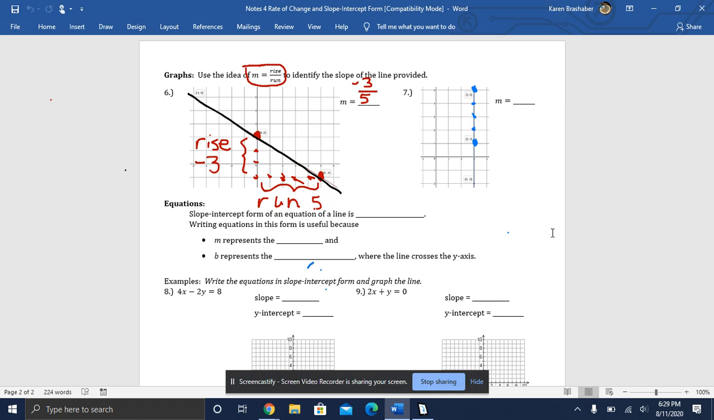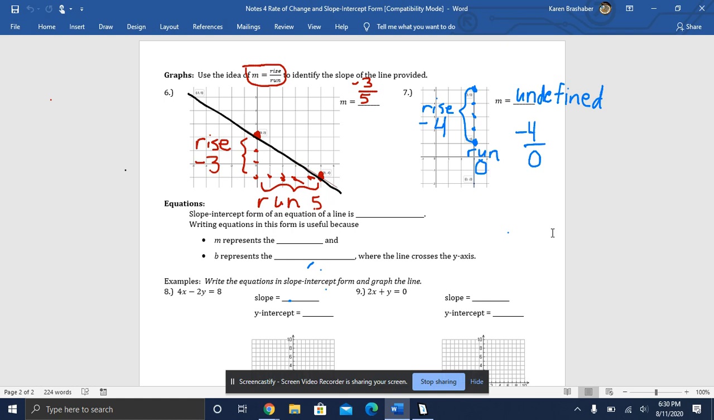And so this has a rise. Again, it was negative because I had to count down. So -4. And I don't have to count to the right at all to get to my other point. I'm already there. So it has a run of 0. Well, when you have a fraction, and remember it's rise over run, if that denominator is 0, as we learned in the previous video, then your slope is undefined. So that one has an undefined slope.